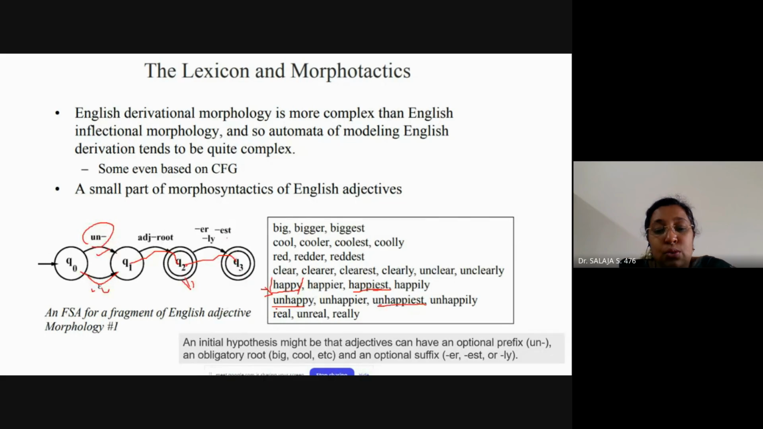Whereas the next two have a prefix to them. So for unhappy and unhappiest, instead of using epsilon, I will use the un transition, which talks about the prefix. So the prefix is being considered, and then you have a root word which is happy. Either you stop with it or you go ahead with the next suffix, and you end up in Q3.